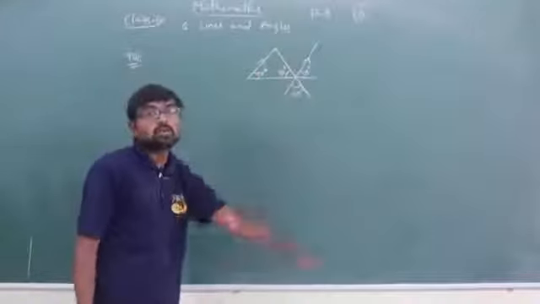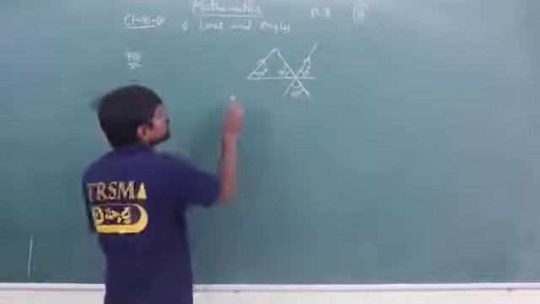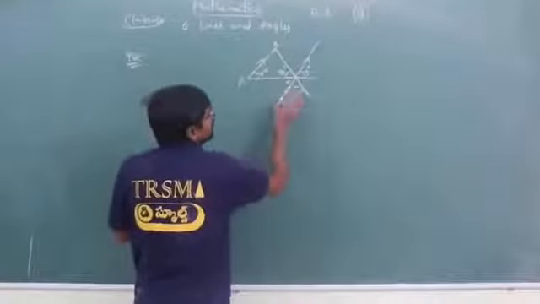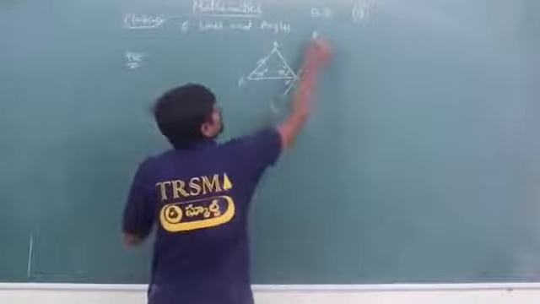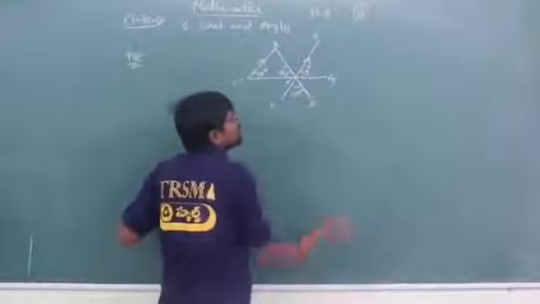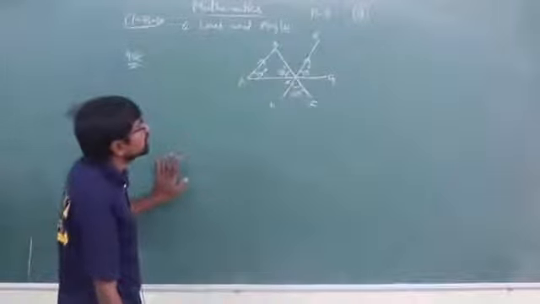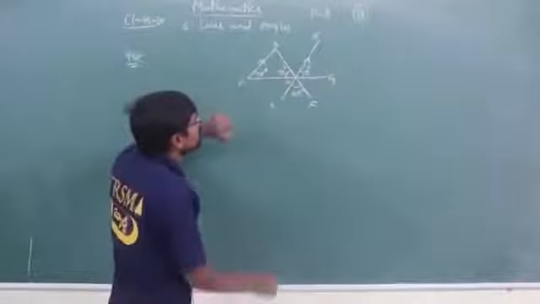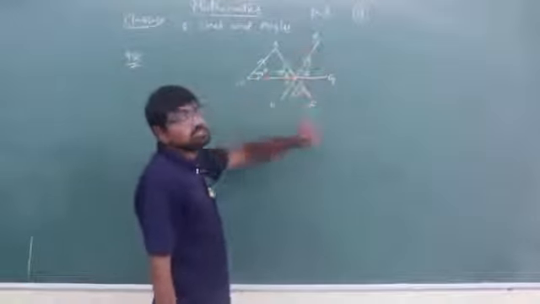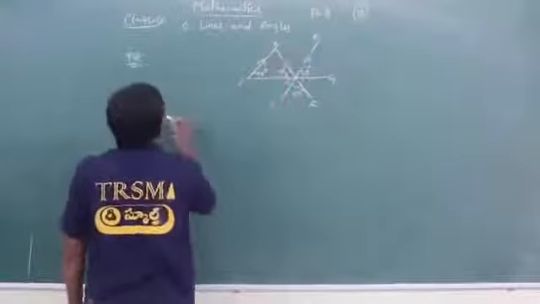Here also the points are not mentioned, so we first denote the points. Let us take this as A, B, C. These I will take as D, E and F, and here we have one more continuation line, that is G. So I have taken A, B, the common point as C, and D, E, F, G. Here we have two parallel lines: AB is parallel to DE.